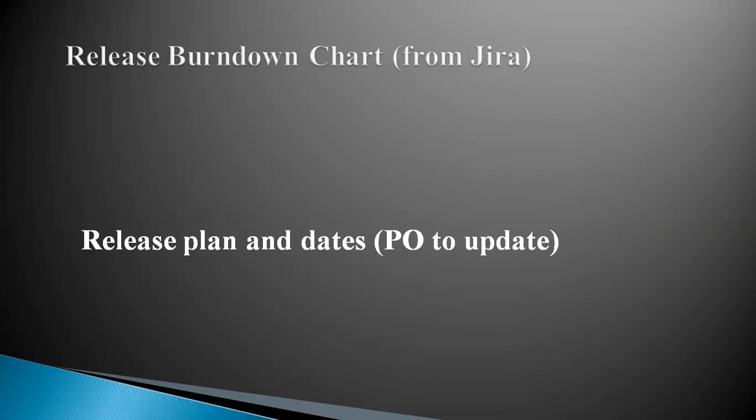Yes, this also we can include. For example, consider you have a planned release in the next sprint. Then you can add the release burn down chart from Jira so that they will be able to understand how well the team is progressing in terms of release. And also the release plan and the dates. So when you're having the release and what are the deliverables you're planning for the release, you can get help from the product owner to update that, and you can share it with the stakeholders in the same report.